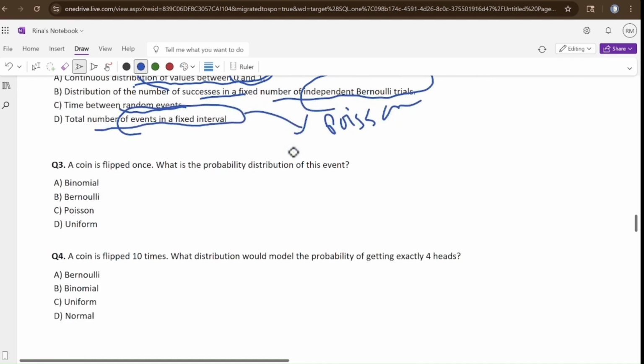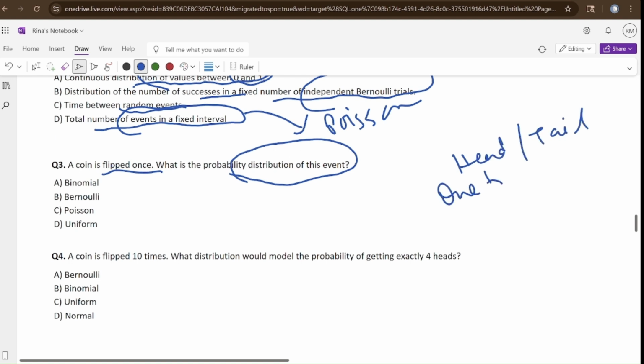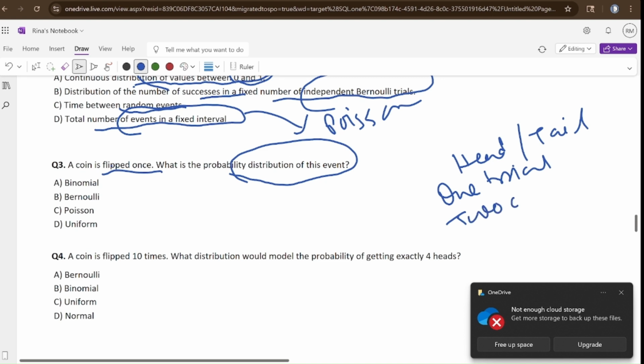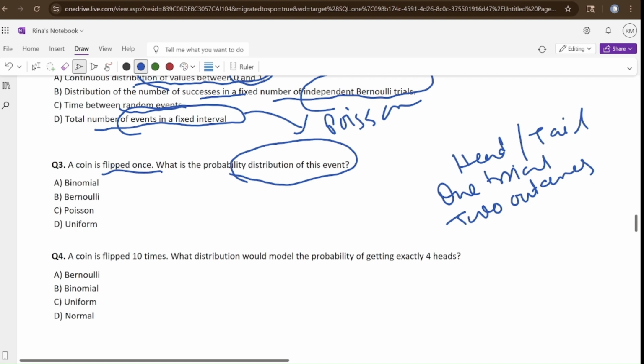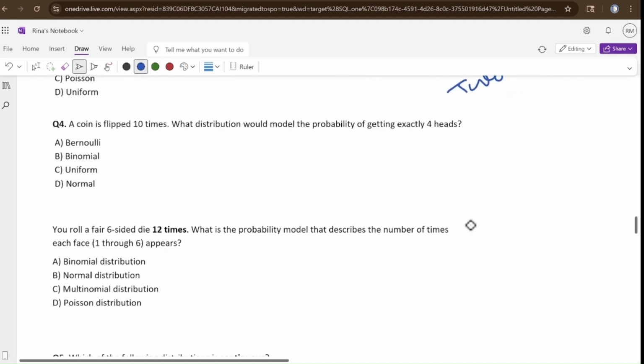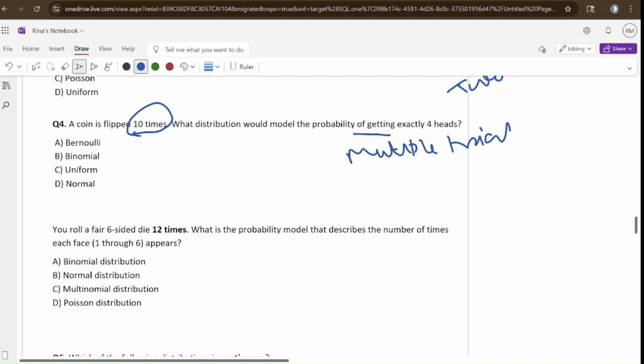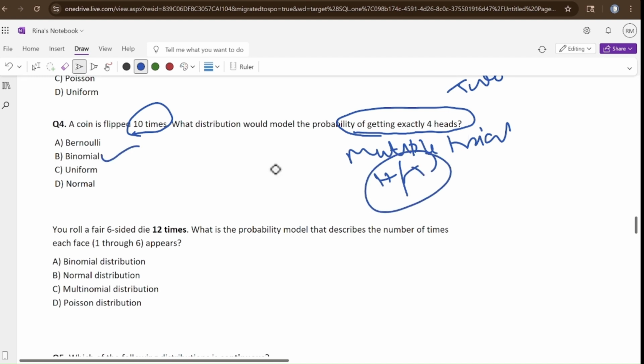Next question. A coin is flipped once. What is the probability distribution of this event? Flipped once. So it may be head or it may be tail. So one trial, two outcomes. Tell me the definition. One trial, two outcomes means it will be Bernoulli distribution. Fine. A coin is flipped 10 times. Okay, so multiple trial. Which distribution would model the probability of getting exactly 4 heads? In each trial you will get either head or tail. So the concept is same, that is binomial.